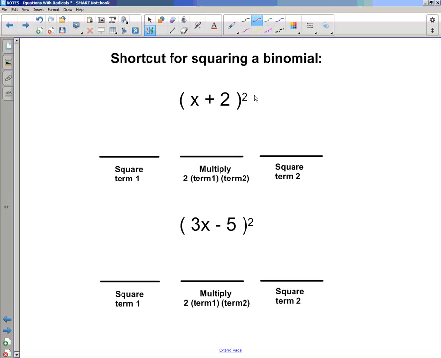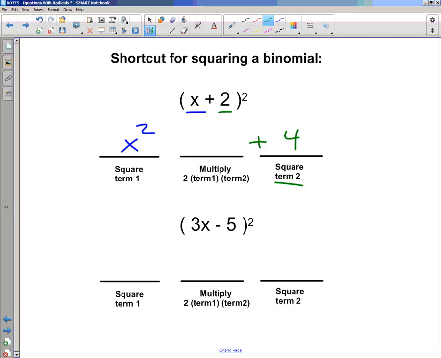Okay, so how do you actually square a binomial? You can always write it out twice and FOIL it, but that's a couple steps, and you can do it in one step if you know this simple shortcut. You're always going to end up with 3 terms. The first term will always be the square of your first term. My first term is x, so I square that and I get x squared. The last term will always be the square of your second term. It's 2 in this case. When I square that, I get a positive 4.